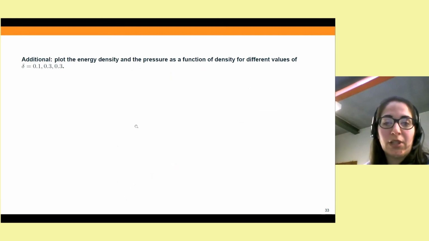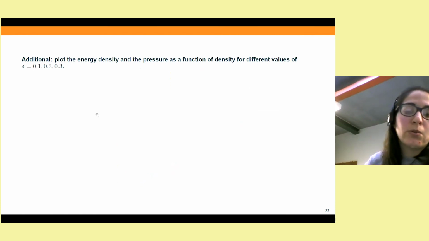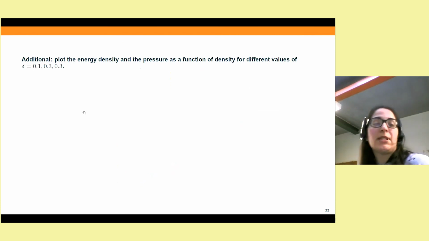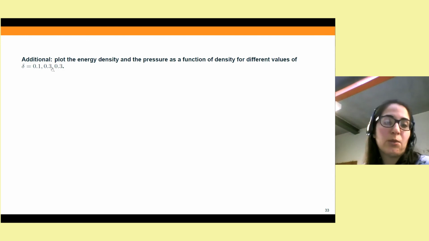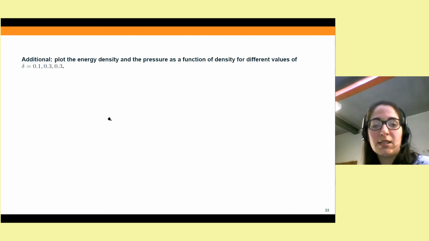So we have a bit more time. So I'm asking, can we use this parameterization for the equation of state that we saw, where the parameters have been fitted to reproduce certain quantities? Can we just plot it for different values of delta, for example 0.1, 0.2, and 0.3, and see the differences between them?